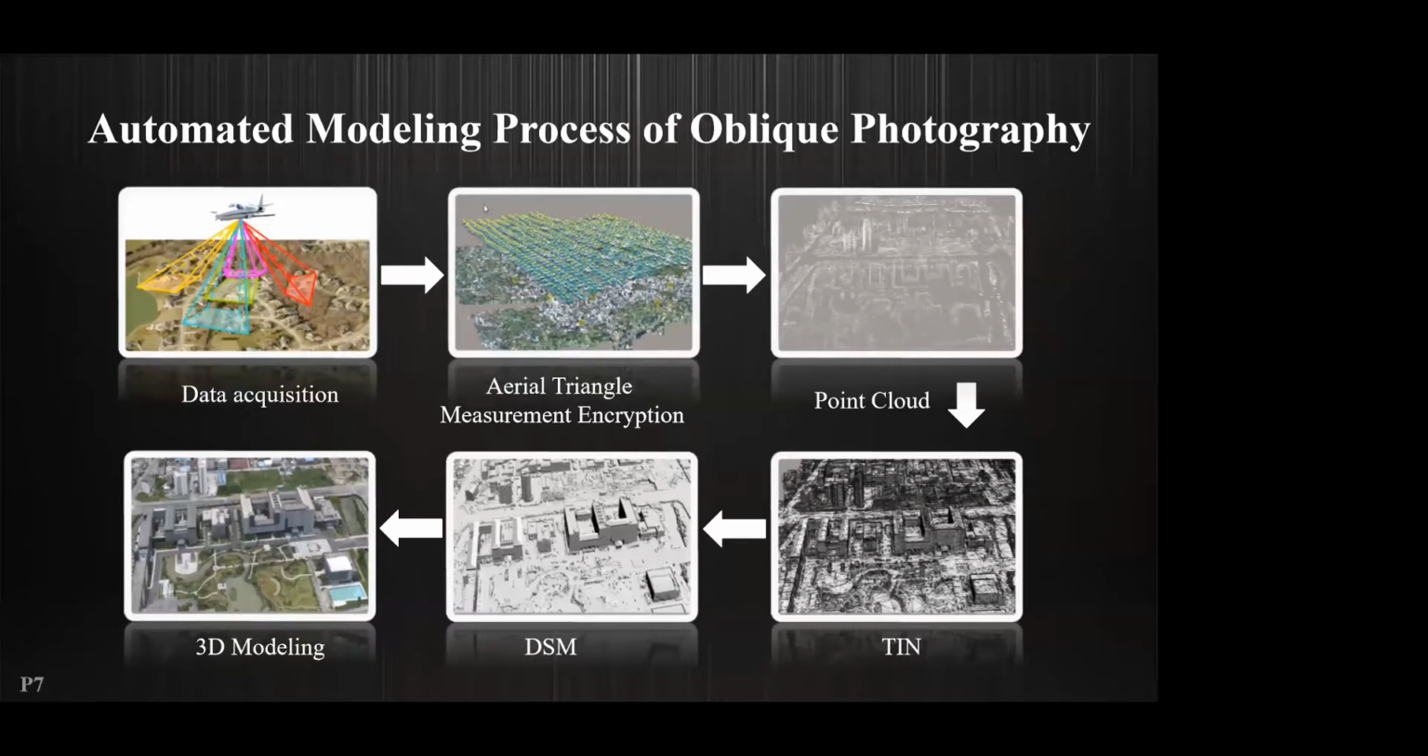After that, we can use automatic modeling processes in the software to generate the oblique photography model, from data acquisition to aerial triangulation measurement and encryption, and then to point cloud, then TIN and DSM. And finally, we paste the texture onto the DSM, and we can get the 3D model.